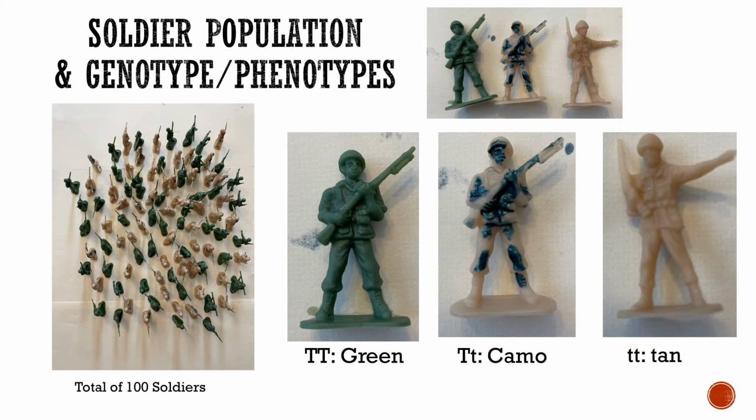Now let's take a closer look at our population. Again, our population meets the Hardy-Weinberg equilibrium standards. We have a total of 100 soldiers, and we are looking at the trait that determines which side they are on, but to simplify that, we'll just base it off of their color. The trait is determined by one gene with 2 alleles, big T and little t.